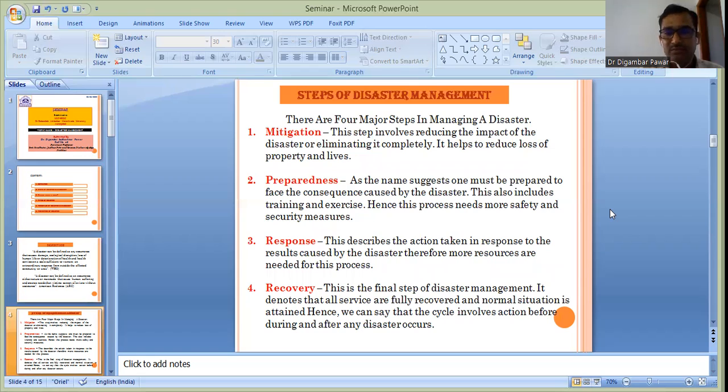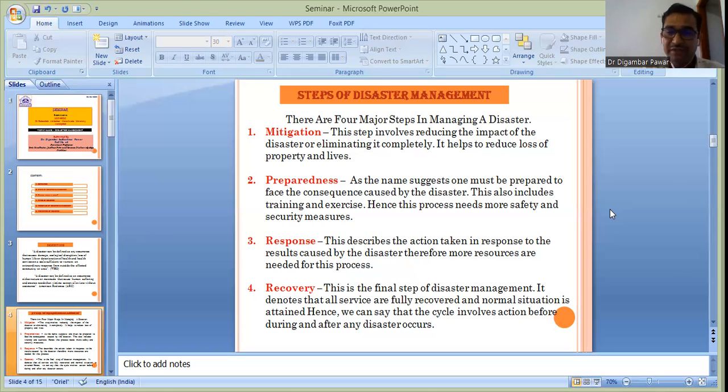In preparedness, as the name suggests, we must be prepared to face the consequences caused by the disaster. This also includes training and exercise. Hence, this process needs more safety and security measures. The third step, response, happens after the occurrence of a disaster. This describes the actions taken in response to the results caused by the disaster. Therefore, more resources are needed for this process.